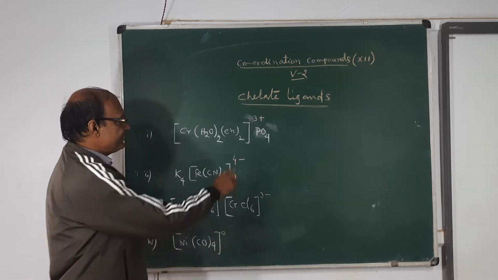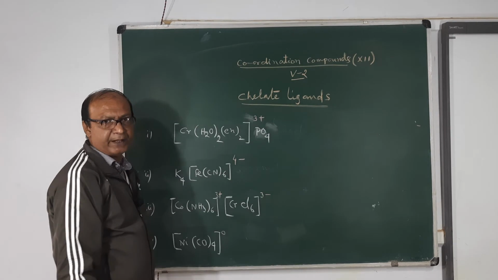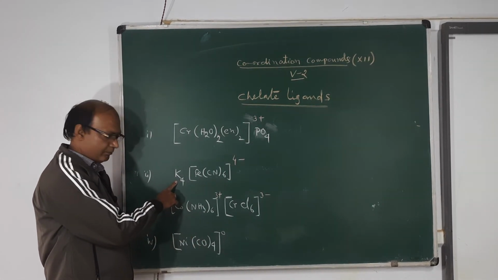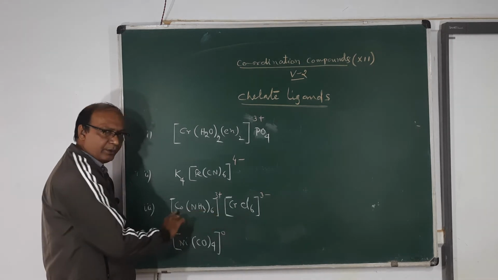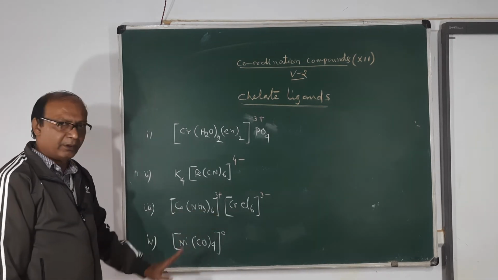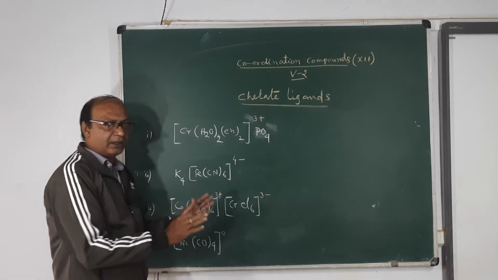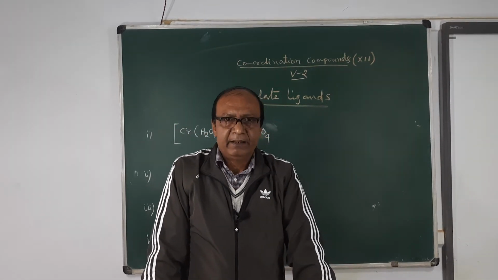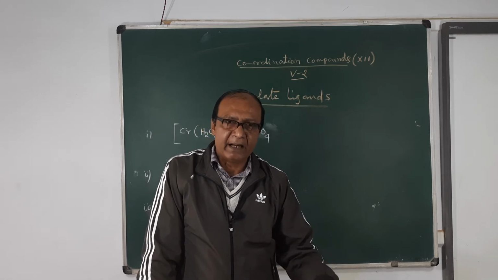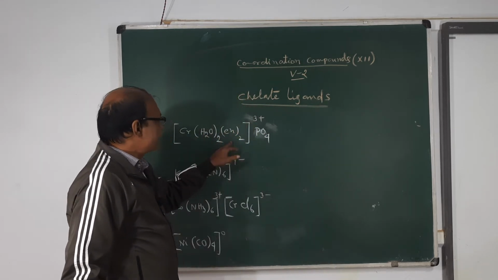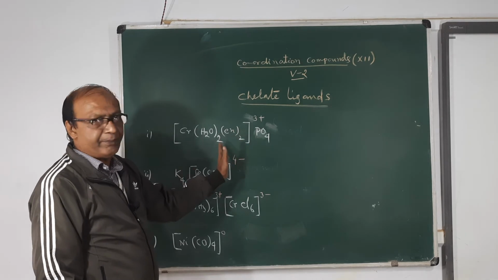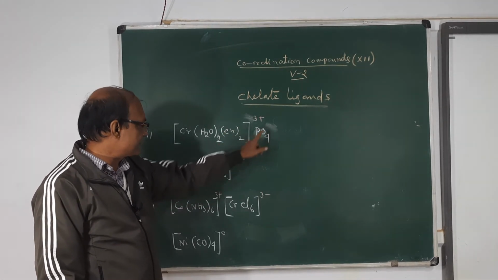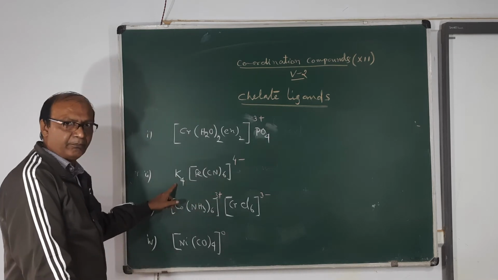The next point is counter ions. Here the counter ion is phosphate. Here the counter ion is potassium. Here there is no counter ion. Here there is no counter ion. Counter ion means the ion present outside the coordination sphere. It may be a cation, it may be an anion. So here the counter ion is phosphate, and here the counter ion is potassium.